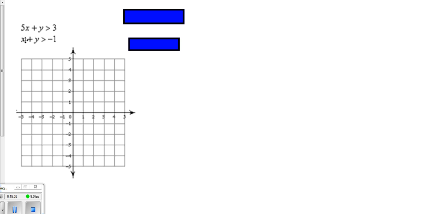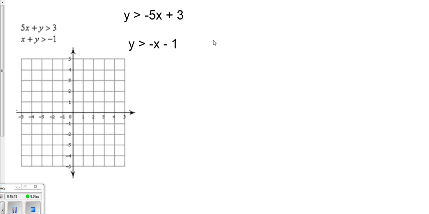We need to first, before we can graph these, turn these into y equals mx plus b form. Neither this one nor this one is in that form. So on the top one, we subtract 5x from both sides. On the bottom one, we subtract x from both sides. When we do that, it just simply becomes these two equations or inequalities. Now we go ahead and graph those.